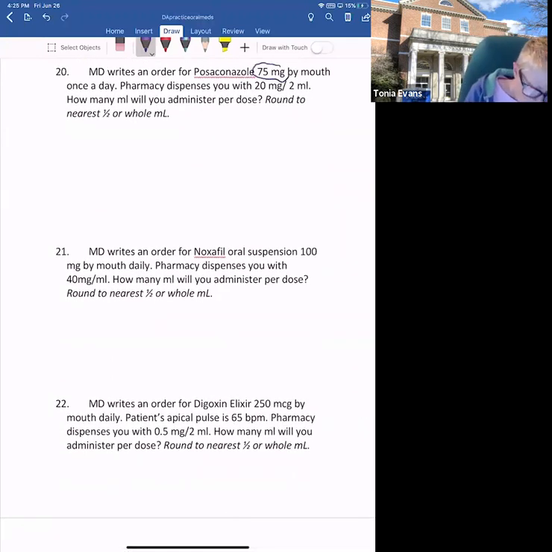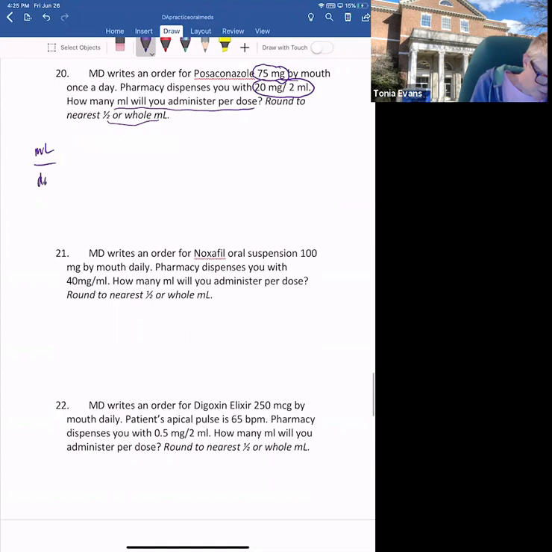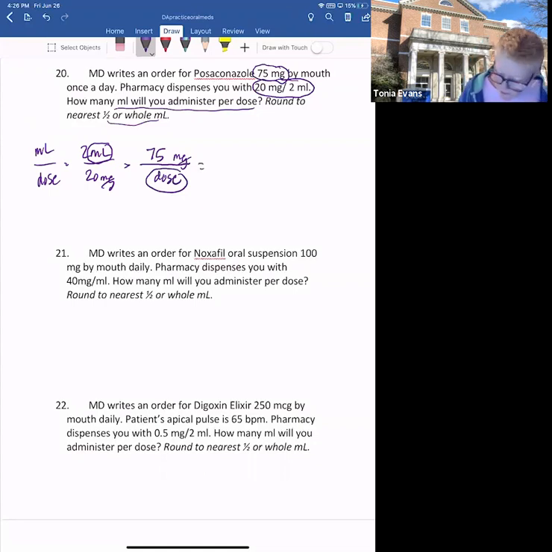We have 75 milligrams once a day. Pharmacy gave us this. How many milliliters per dose? Round to the nearest half. Okay, so I want milliliters per dose. Start with milliliters. I know that in 2 mLs, I've got 20 milligrams. So I've got my milliliters. Let's get rid of milligrams. And I've got 75 milligrams per dose. Okay, milligrams canceled out. I'm left with milliliters per dose.